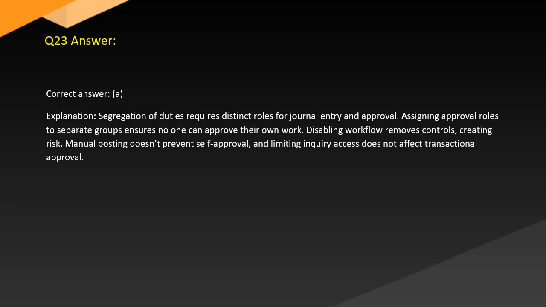Answer. Correct answer: A. Explanation. Segregation of duties requires distinct roles for journal entry and approval. Assigning approval roles to separate groups ensures no one can approve their own work. Disabling workflow removes controls, creating risk. Manual posting doesn't prevent self-approval, and limiting inquiry access does not affect transactional approval.